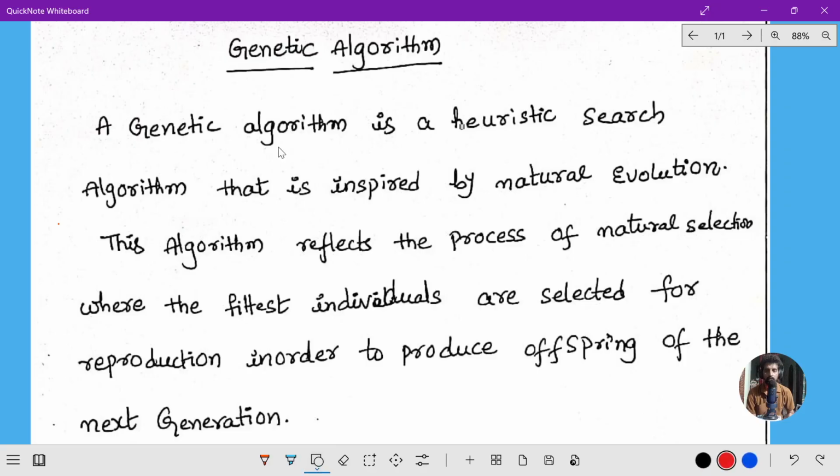In this video, I will explain the genetic algorithm. It is one of the most important questions in the machine learning subject. These notes are enough to write the exam. So first we will see the definition.